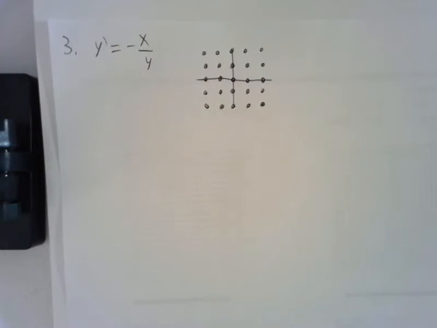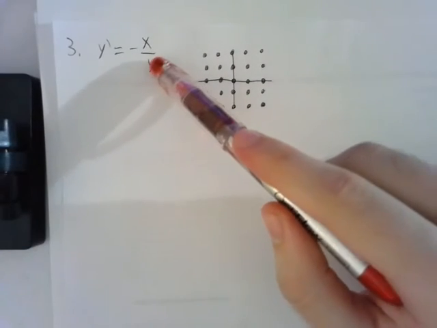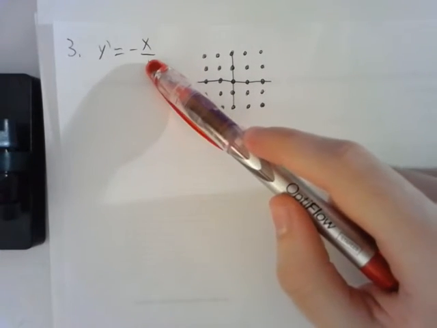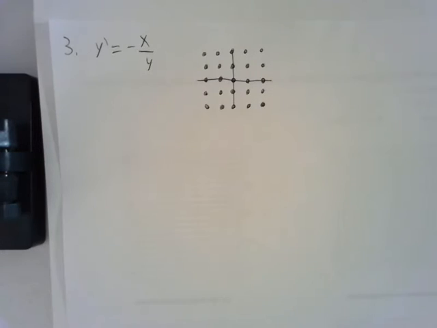Okay, so problem 3 from homework 8 asks us to sketch a slope field for this equation: y prime equals negative x divided by y. So let's go through the procedure of how you would do that.